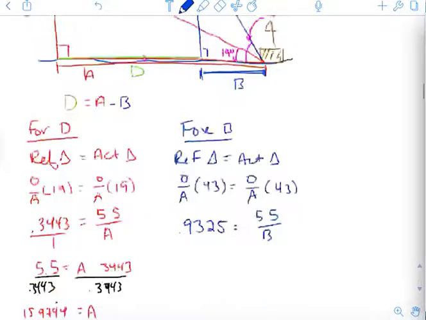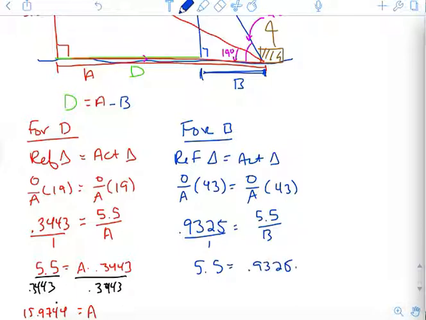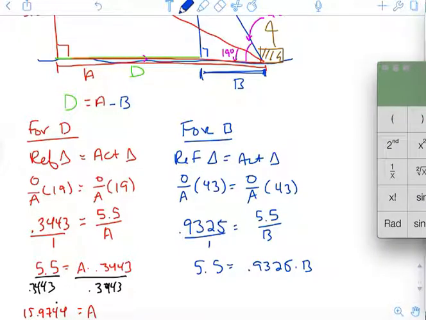All right. So again, we're going to do some cross multiplying. So I'll stick that guy over 1. So 5.5 is equal to 0.9325 times B. So let's pull up our calculator again. I'll do this one off screen. So 5.5 divided by 0.9325 gives us a second distance of 5.8981.